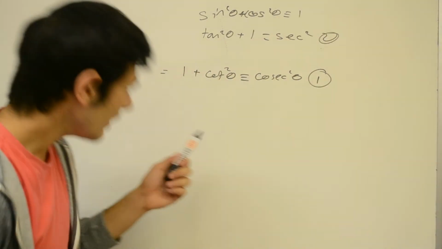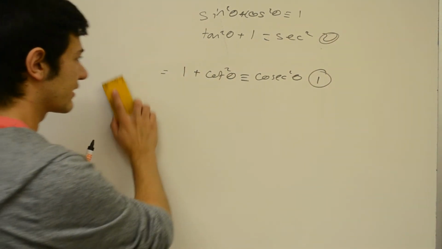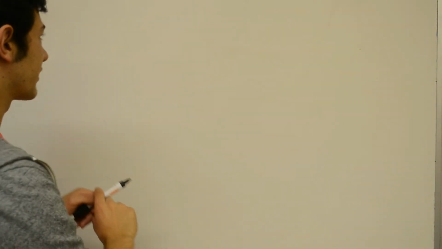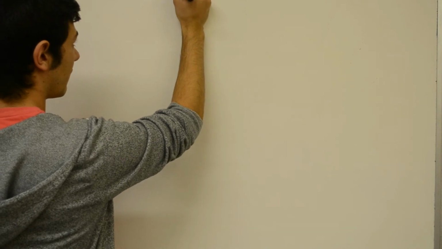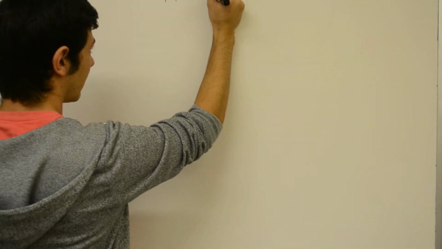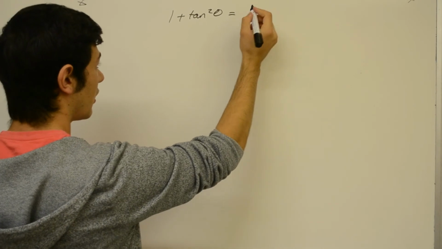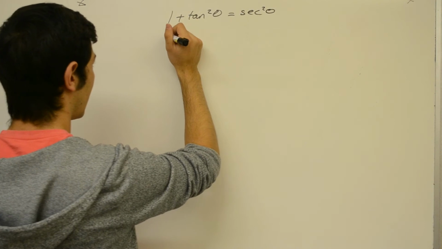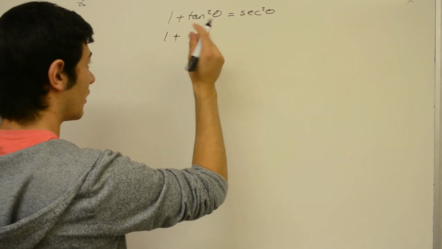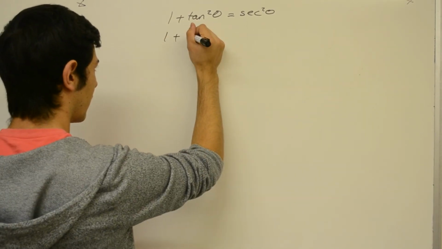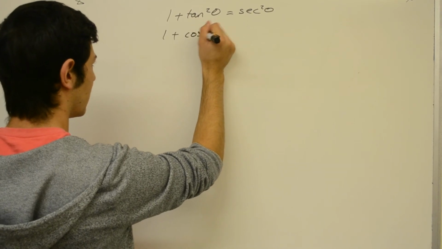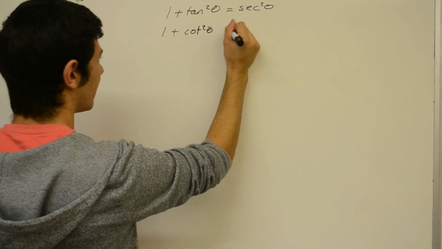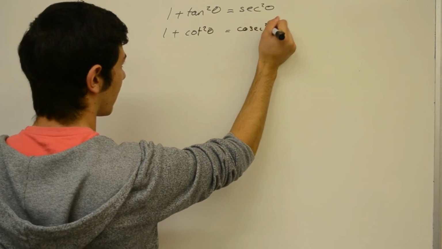So I believe these are the only two that you need to know in C3, and we'll just write them out again at the top, and then I'll do an example using them. So we have 1 plus tan squared theta is equal to sec squared theta, and 1 plus cot squared theta is equal to cosec squared theta.